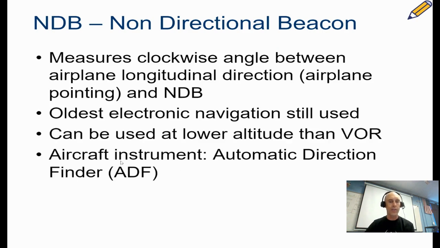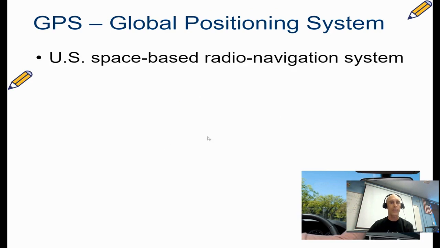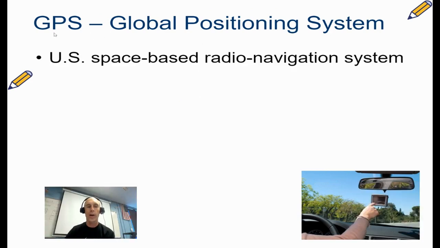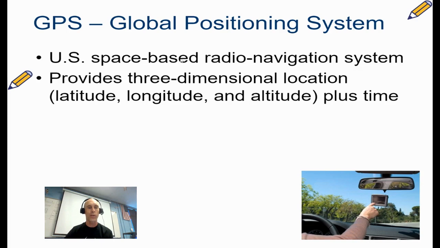And let's see, the aircraft instrument for this is called the Automatic Direction Finder, the ADF. We're not going to get into that one so much, but I do want you to talk here a little bit about GPS. I want to note this. It provides three-dimensional locations. That's what you should write down. It gives you latitude, longitude, and altitude, plus a timestamp. So all of those things can give us a much more exact position depending on how many GPS satellites we are communicating with. And more on that a little bit later when we get into GPS.